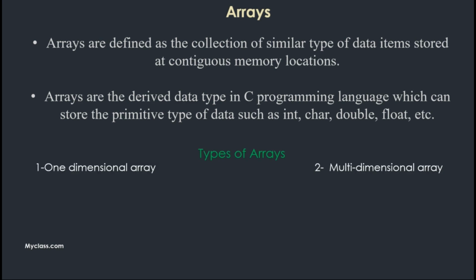The types of arrays are one-dimensional array and multi-dimensional array. In a one-dimensional array, we have a 1D array, that means one-dimensional array. The values are in only one direction like a row. Like a row, all the values are arranged like a row in a one-dimensional array.